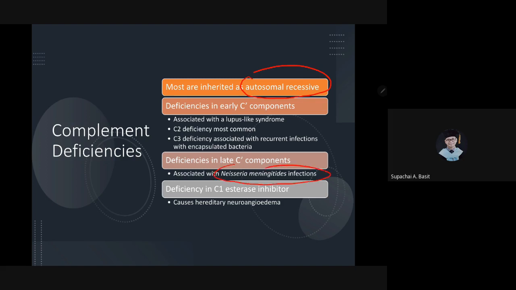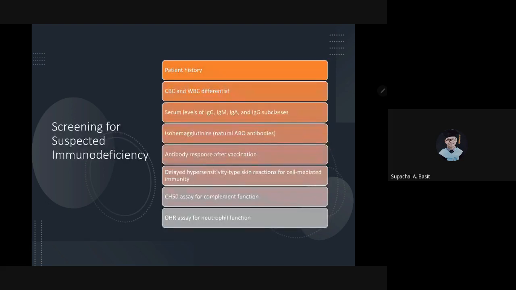Now, deficiencies in late complement components will also result in Neisseria meningitidis infection. Deficiency in C1 esterase inhibitor will result in hereditary angioedema. Okay, so these are examples of complement deficiencies.